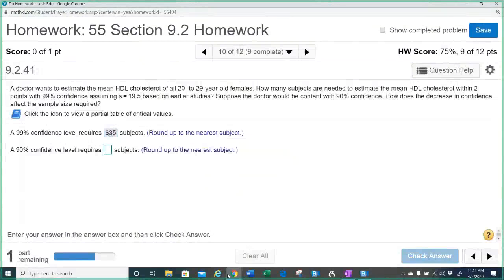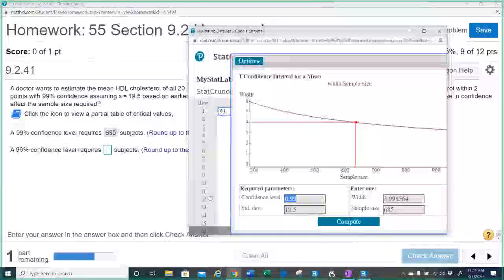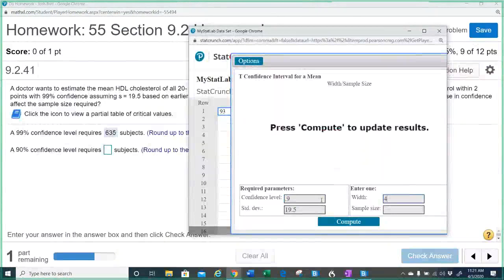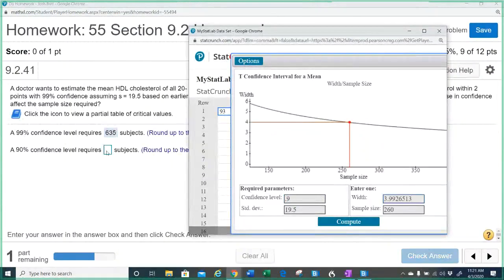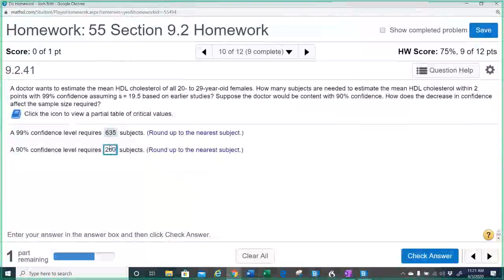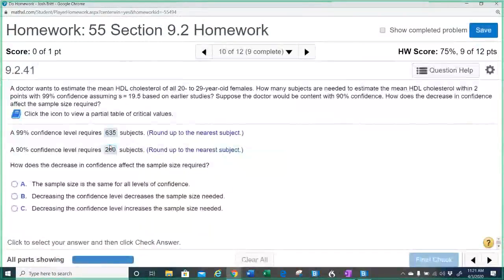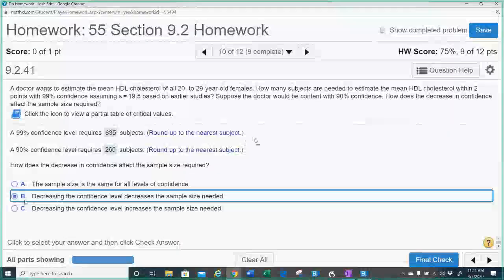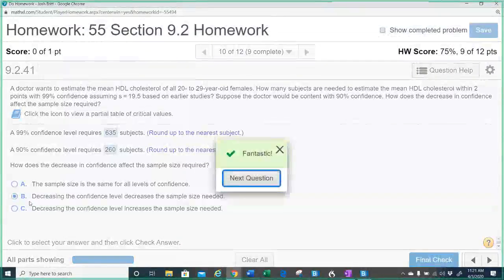Now we'll change to 90% confident. Go back and change your margin of error. Get 260. All right, so how does a decrease in confidence affect sample size? Go back and look at your arrows. Decrease in confidence makes sample size go down. So decreasing confidence level decreases the sample size. Again, that's just looking at your arrows.